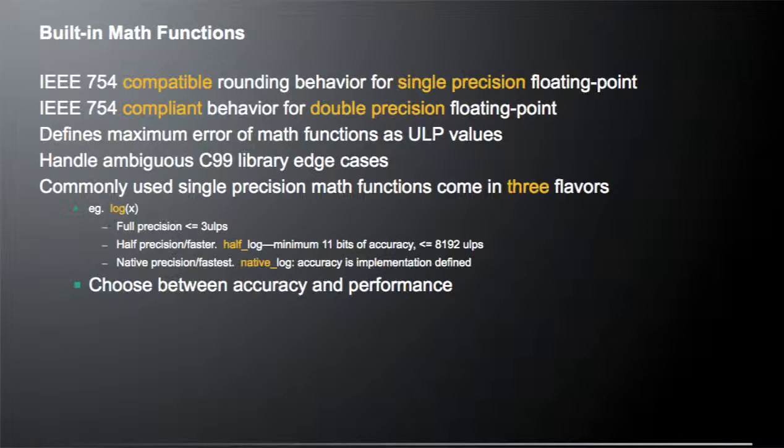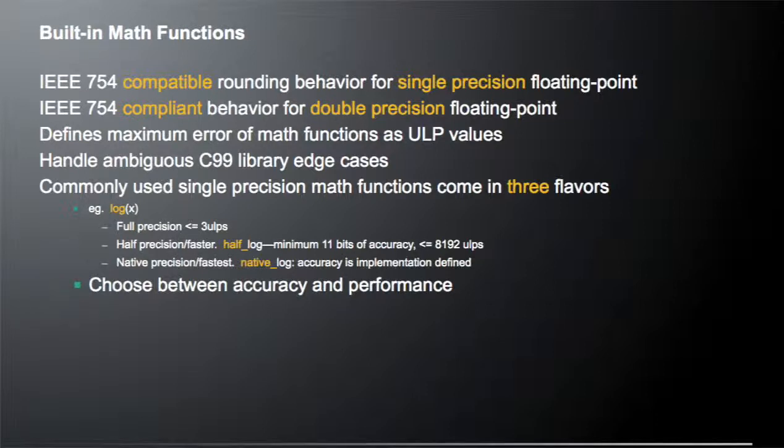Again, your runtime can do something more advanced than that, but that's something you have to check with your runtime using different kinds of queries. The reason this is done is that it defines a maximum error of math functions as ULP values, so it allows us to handle ambiguous C99 library edge cases.